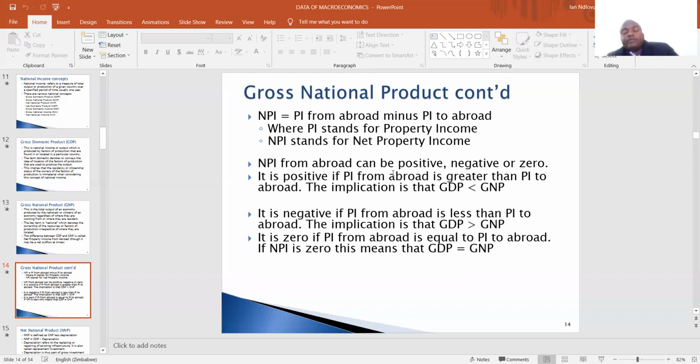If NPI from abroad is negative, then GDP would be greater than GNP. If NPI is zero, then GDP is equal to GNP.